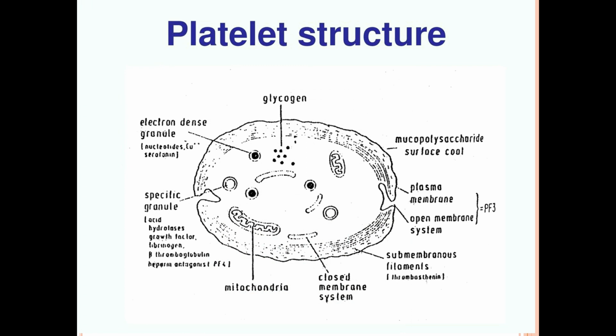This is the structure of platelet. Platelets are also called thrombocytes. A platelet count higher than about 4,50,000 is called thrombocytosis. A platelet count lower than 1,50,000 is called thrombocytopenia. The role of platelet is the main. So next slide.